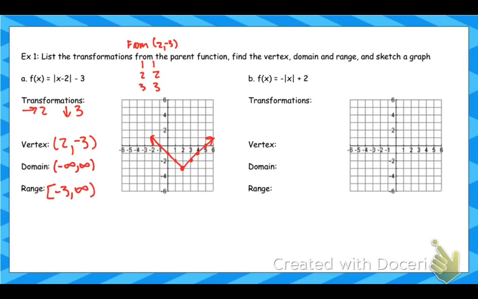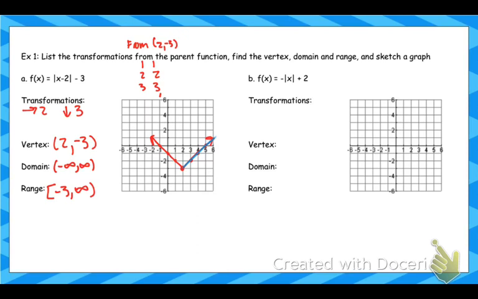Now, one thing you may notice about this graph, look at the slope coming from this point right here. Up 1 over 1, up 1 over 1, up 1 over 1. Whatever value we end up with here, that's actually going to be the slope coming off the vertex. Now, most of the graphs that we do this year aren't going to work out that way. Actually, none of the graphs we do this year are going to work out that way. Absolute value really has a couple of unique things to it.